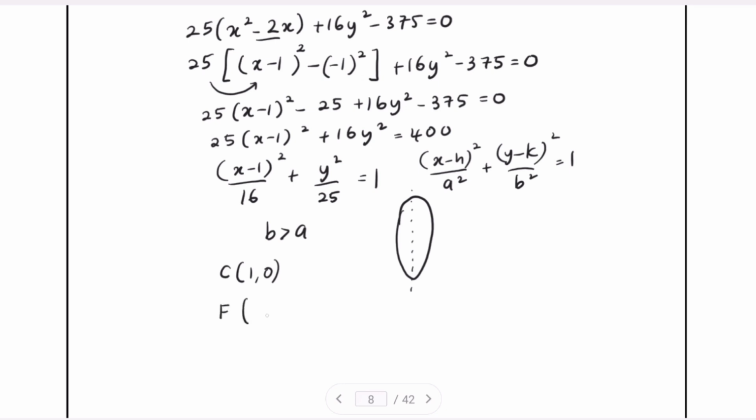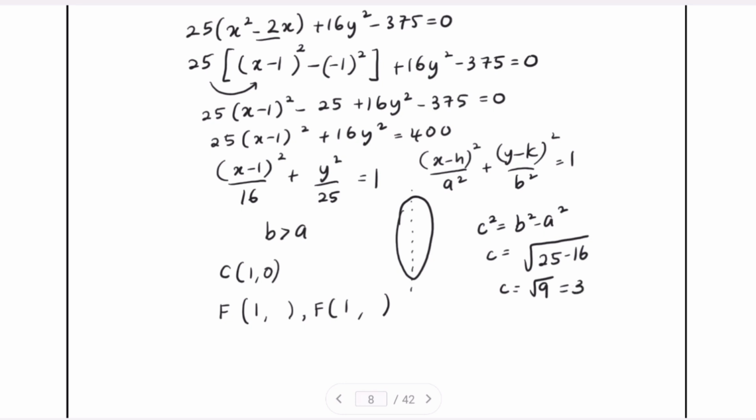So for the foci, 1 will remain the same. But you don't have the value of C to start with, so you need to find the value of C. How to find the value of C? C squared equals B squared minus A squared. So your C is the square root of 25 minus 16, and that is the square root of 9, which is equal to 3. So it's going to be 0 plus 3 and 0 minus 3.